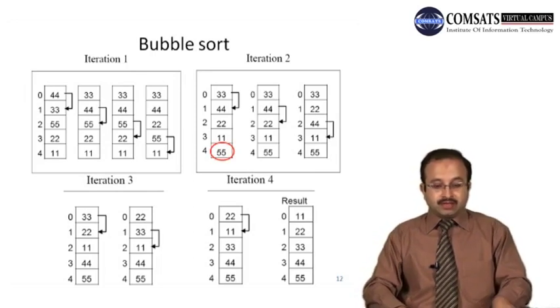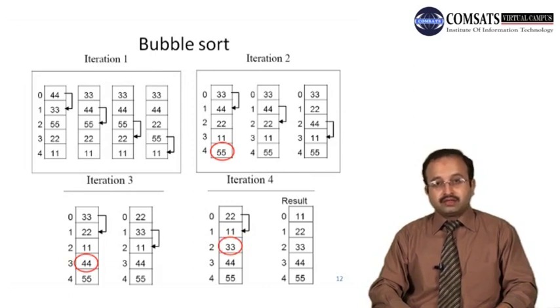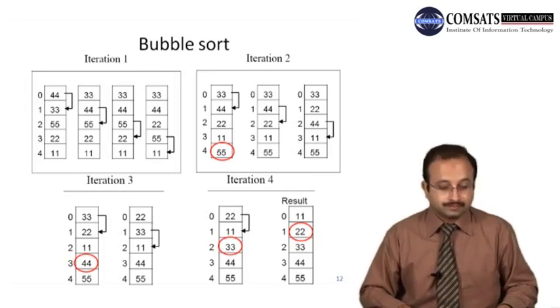So the largest element comes at the bottom after the execution of the first iteration, and the second largest element comes at the second last position after the second iteration, and after the third iteration, the third largest element comes at the third last place, and after the execution of the fourth iteration, the fourth largest element comes at the fourth last position in the array. So this is how bubble sort works.